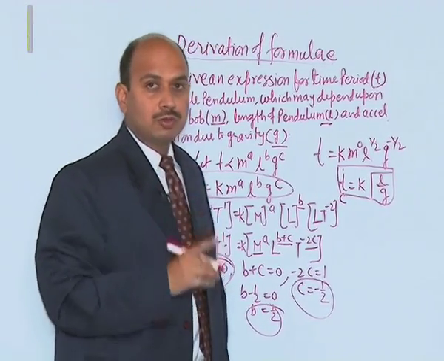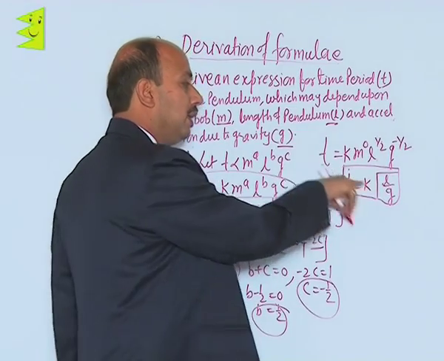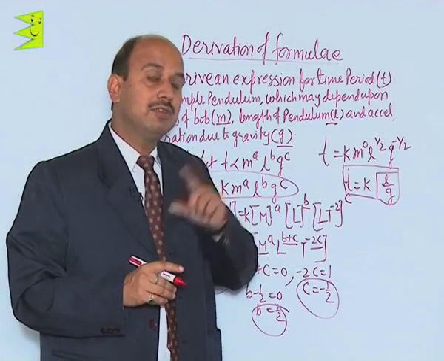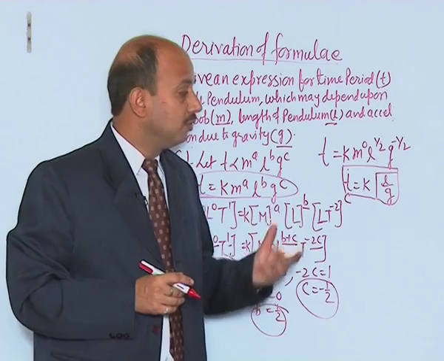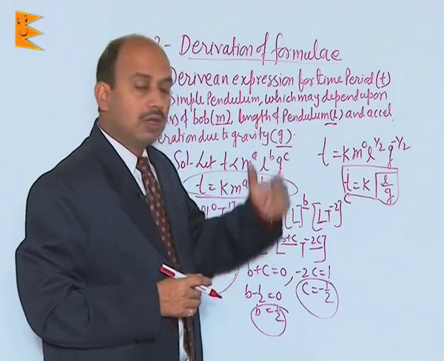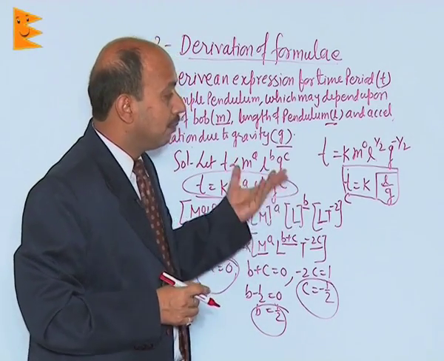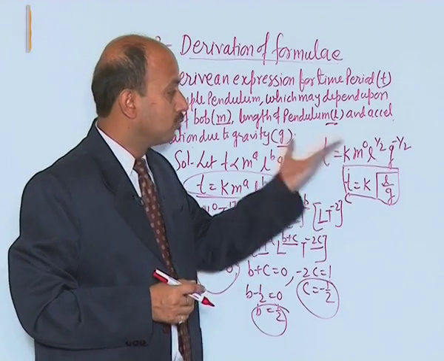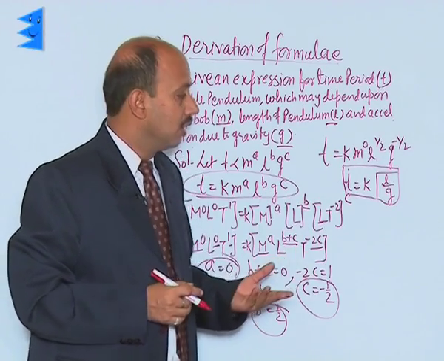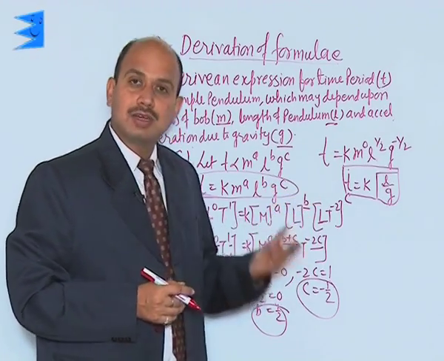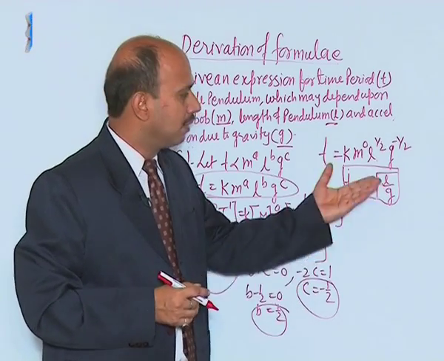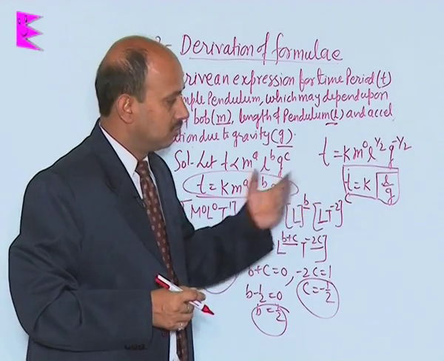So, see here in the question it was given that time period depends on L and g, but their dimensions were not given. That means it may depend on them. So, see, the time period does not depend on mass. So, the m raised to power 0 has come in the solution, and L and g are the factors which are affecting the time period. So, they have come according to their dimensions.